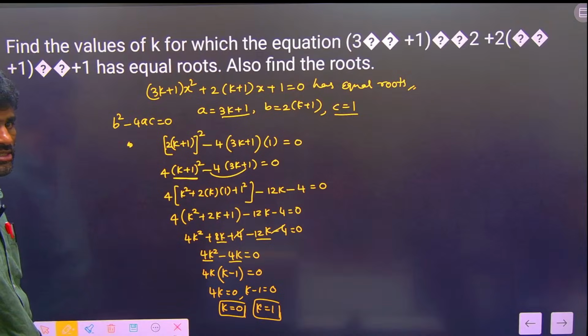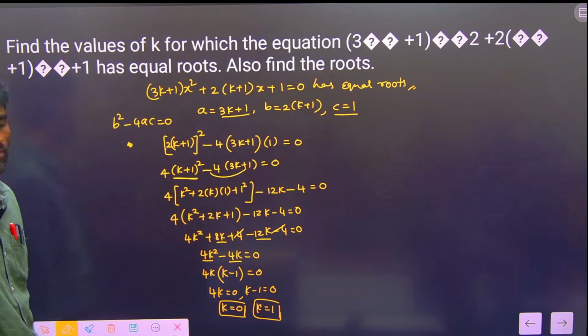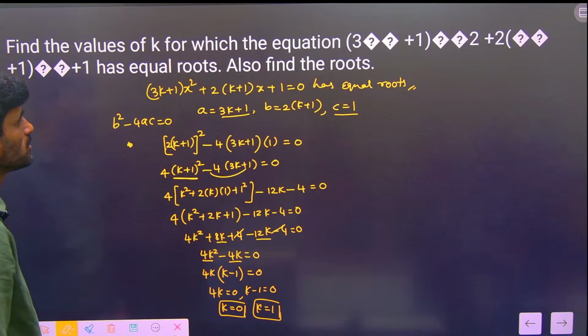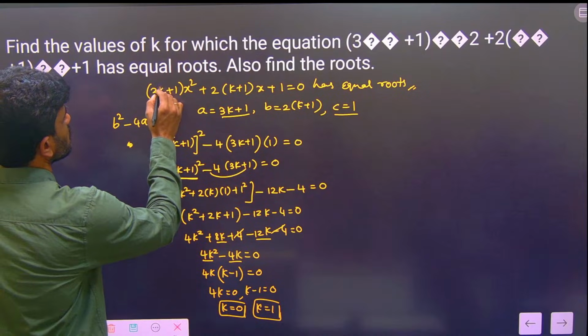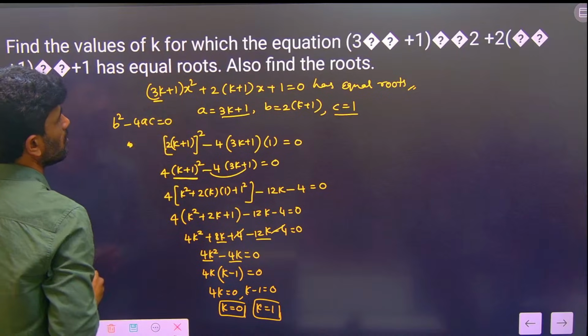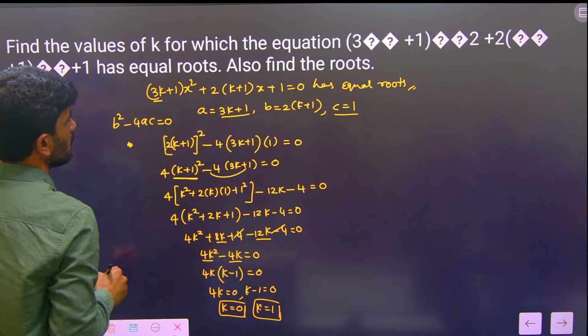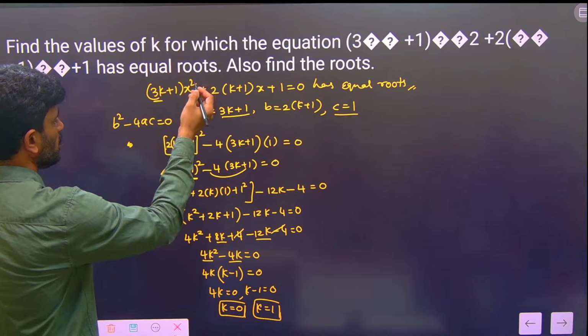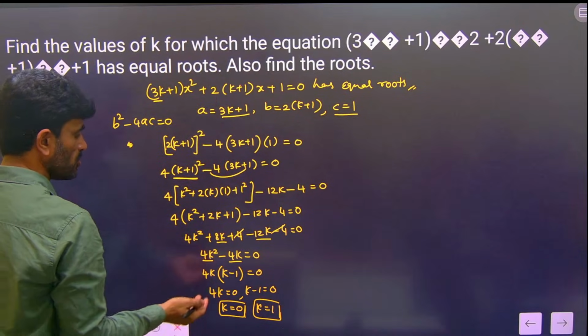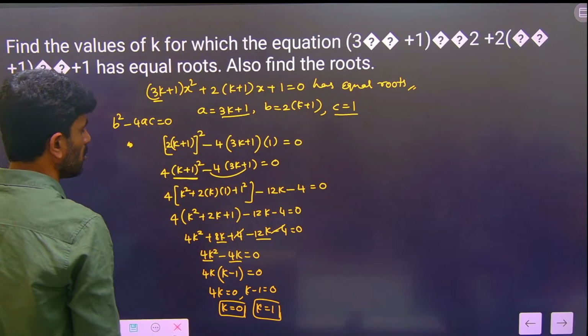But here, can k is equal to 0 be taken? Can we take k is equal to 0 here? We can take. Why? Because if you write here k is equal to 0, what happens? 3 into 0 is 0, 0 plus 1, 1 it is there, no? 1 into x square will be present. So k can be either 0 or 1.